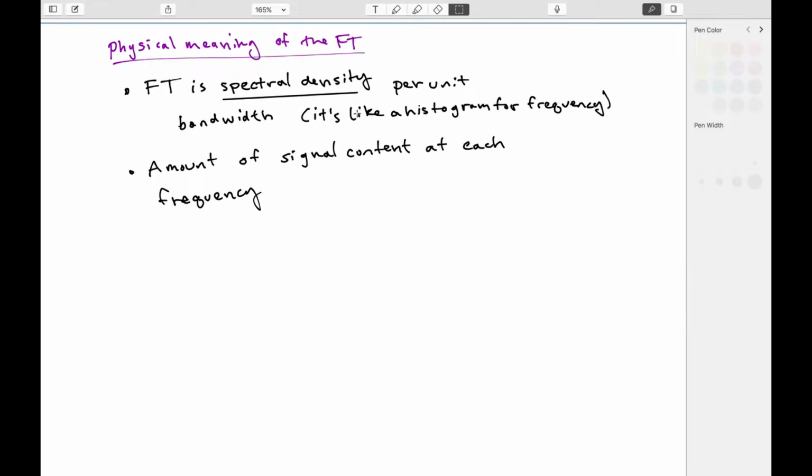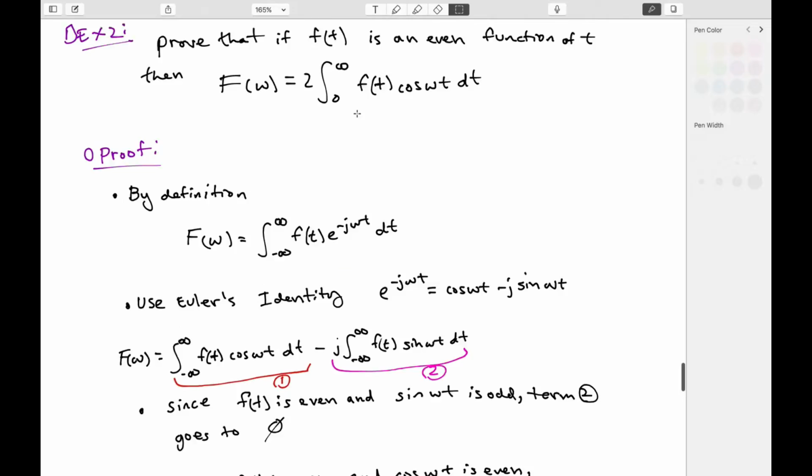What's the physical meaning of the Fourier transform? Well, it is the spectral density per unit bandwidth. It's kind of like a histogram for frequency. The amount of signal content at each frequency is displayed as the magnitude, and the phase of the signal at that frequency is displayed as the angle.